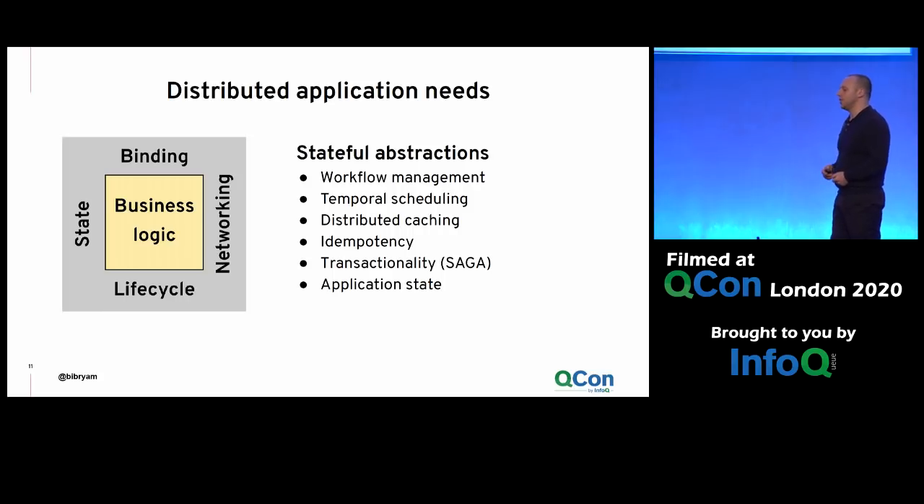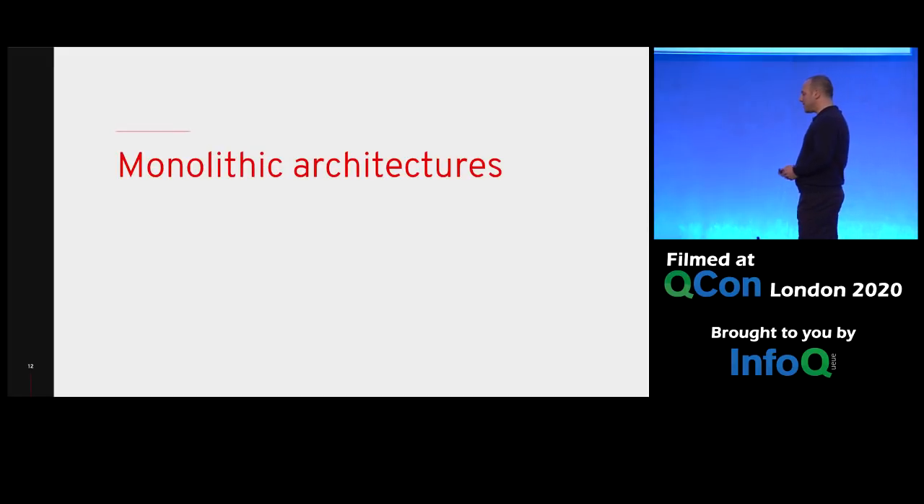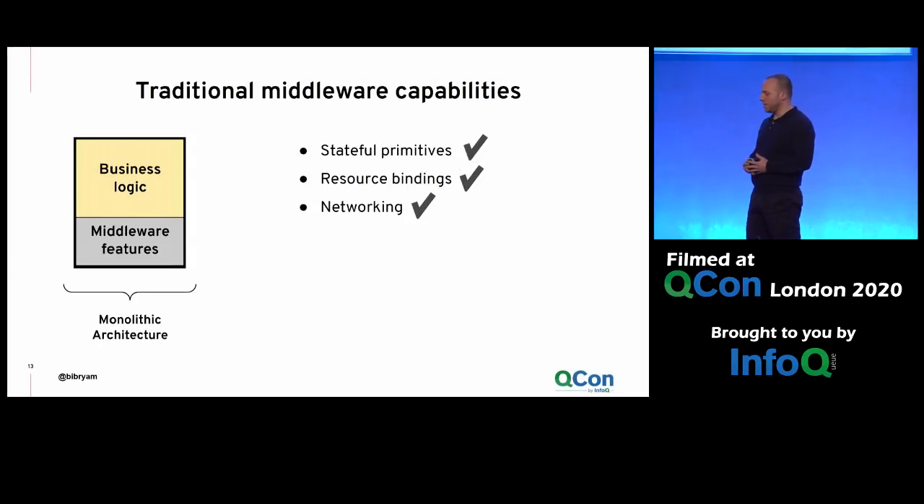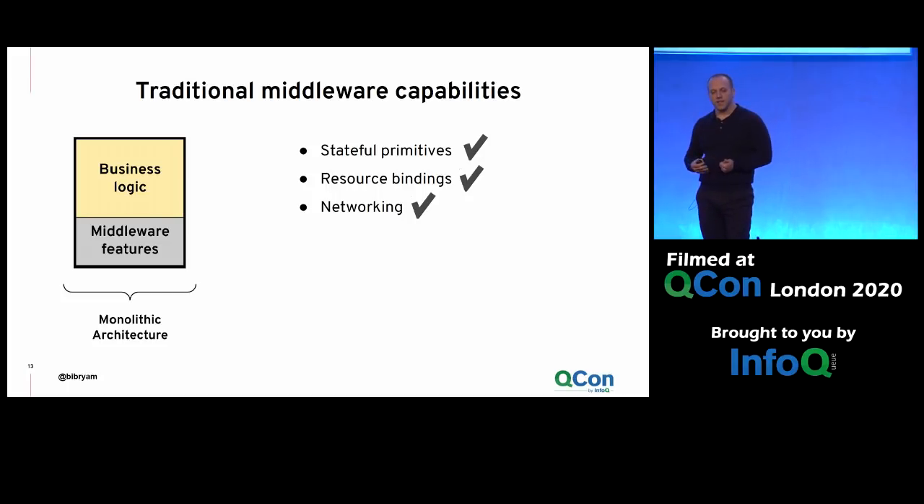If we start with the monolithic architectures and how we get those capabilities, the very first thing is, when I say monolith, I have in mind, in the context of distributed applications, the ESBs. So ESBs are quite powerful, and when we check our list of needs, we would say that ESBs had very good support for all kinds of stateful abstractions.